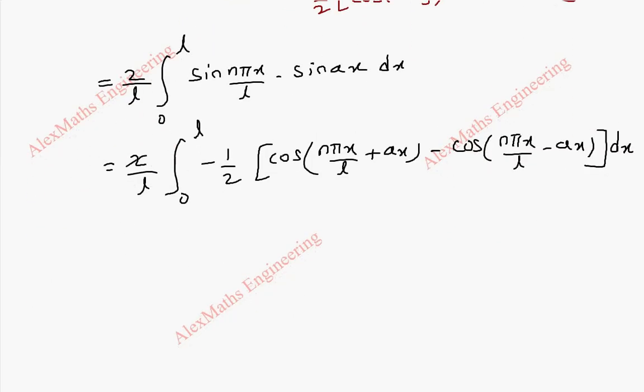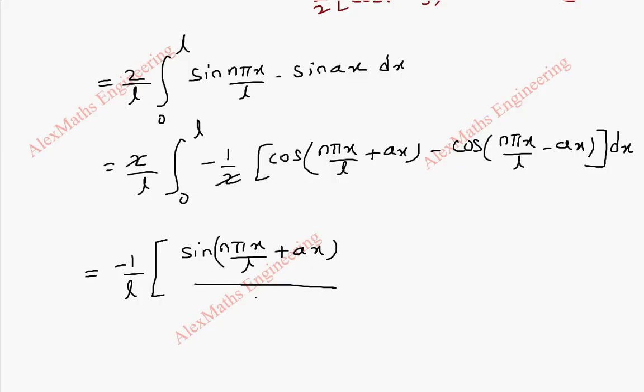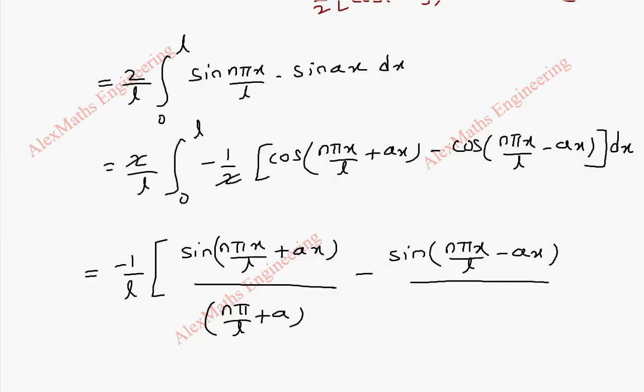Before that we can cancel these two and minus 1 by L can be taken outside. Now integration of this will be sin of n pi x by L plus ax, and the coefficient of x we have to divide, which is n pi by L plus a. Similarly, this is minus sin of n pi x by L minus ax whole divided by n pi by L minus a. So we have to divide by the coefficient of x and we have limit from 0 to L.